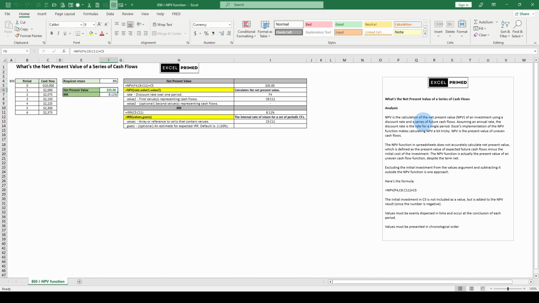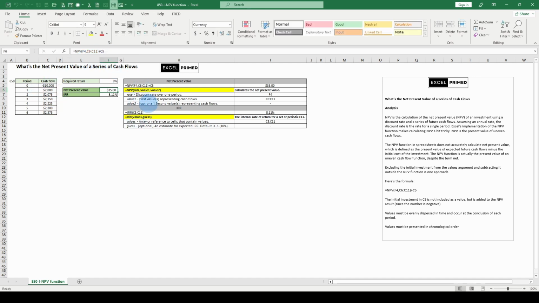Excluding the initial investment from the values argument and subtracting it outside the net present value function is one approach. Here's the formula. NPV, F4, C6 to C11, plus C5. The initial investment, C5, is not included as a value, but is added to the net present value. What is F4? Well, that's your required rate of return. Rate, values here, C6 to C11, add C5.